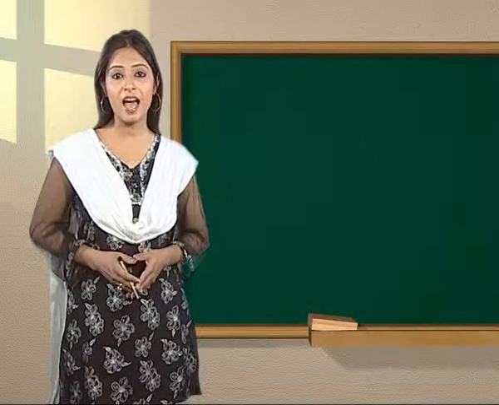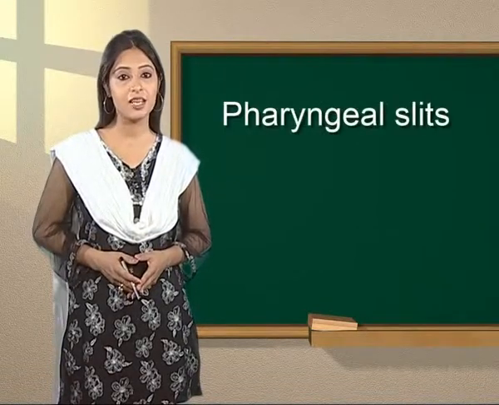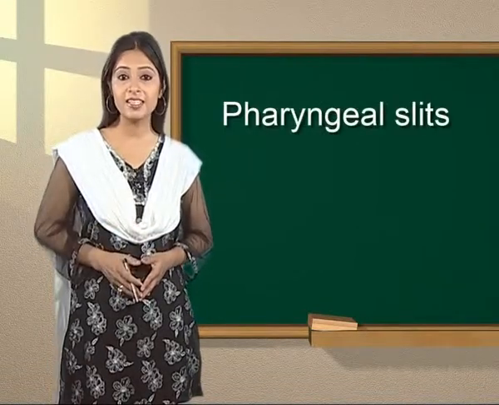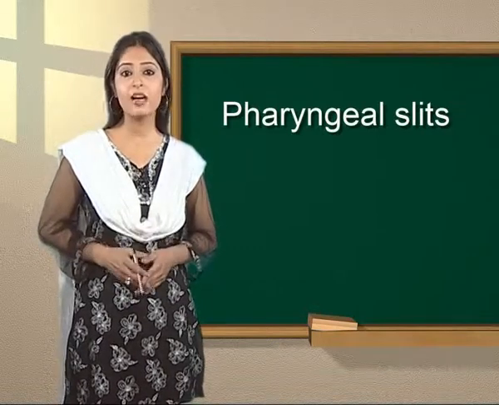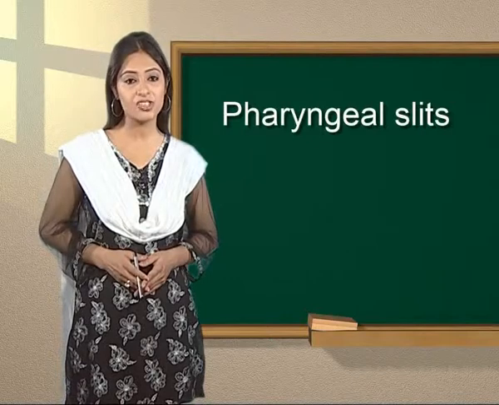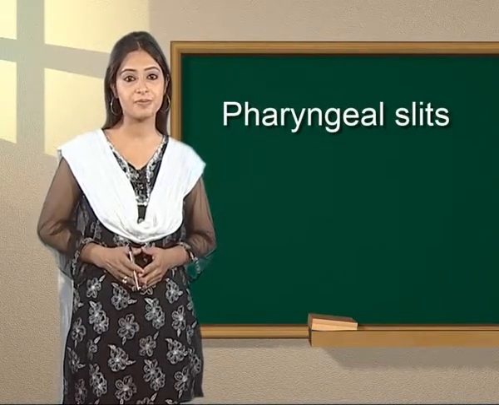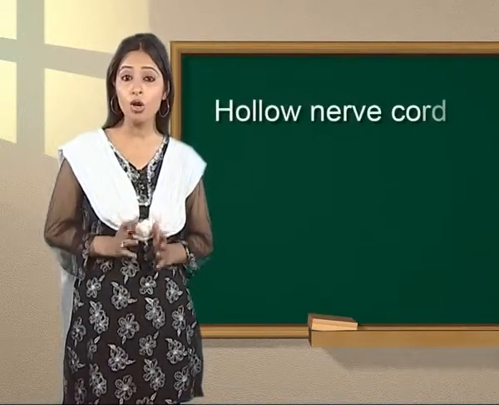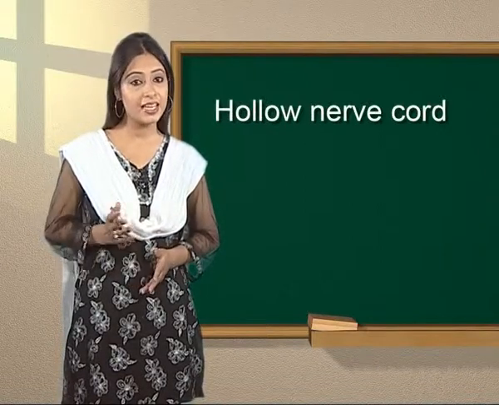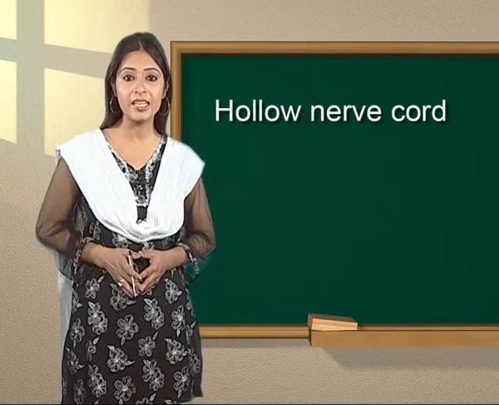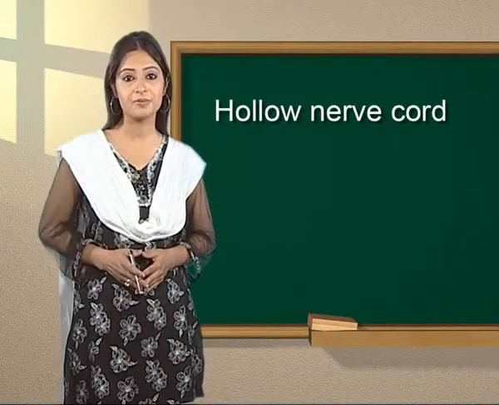Chordates also have pharyngeal slits, which are openings that connect pharynx with the outside. These are often used as gills in sharks and fish. A single hollow nerve cord is present in vertebrates. It differentiates into the brain and spinal cord.